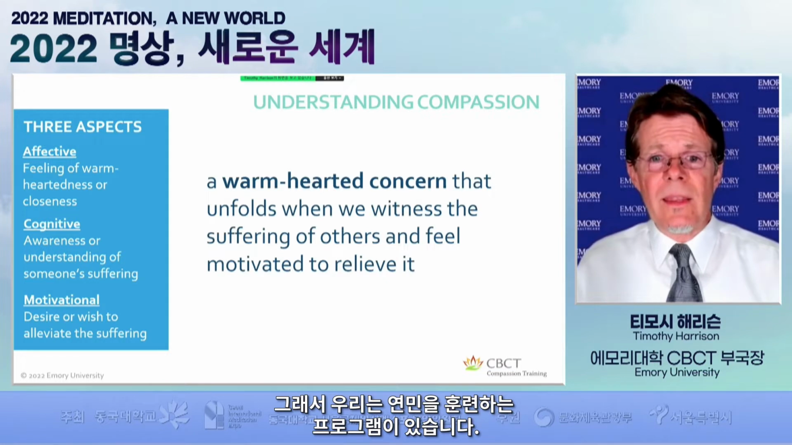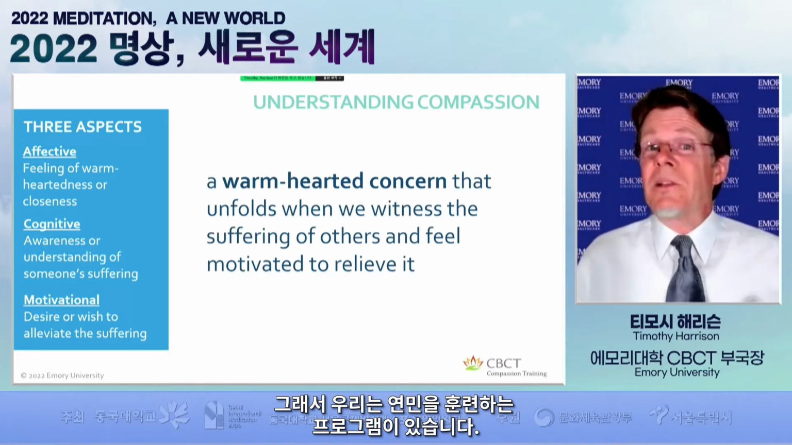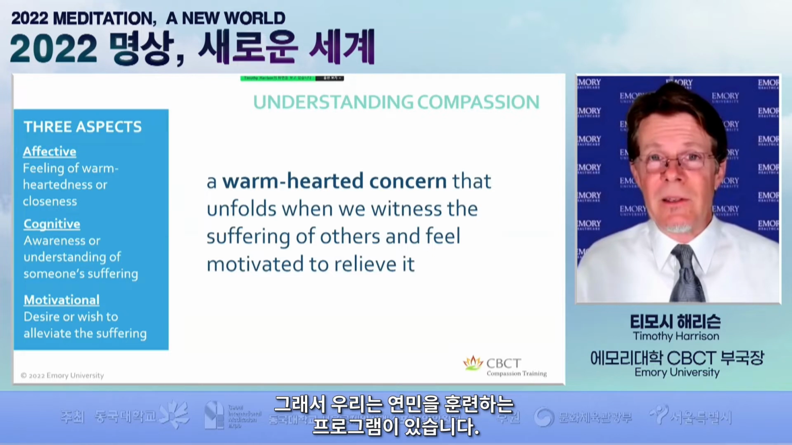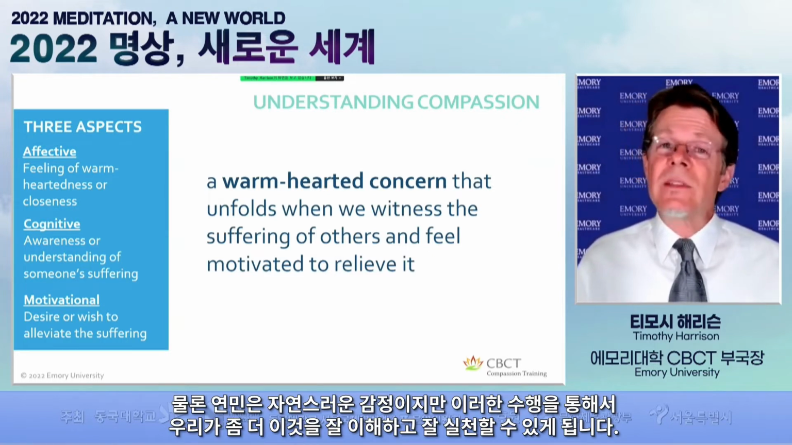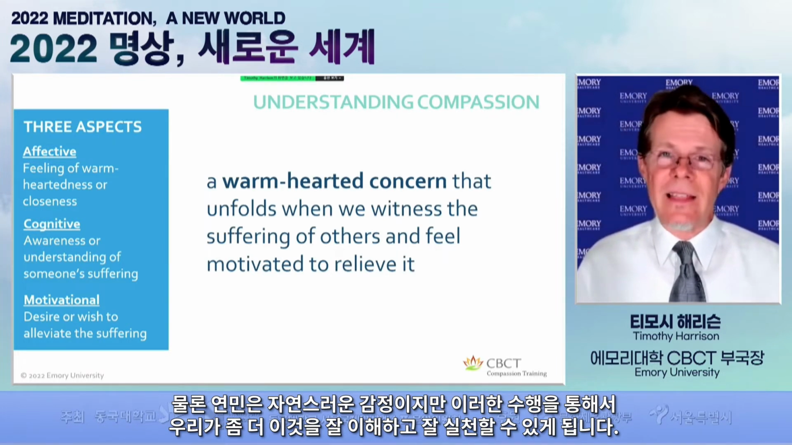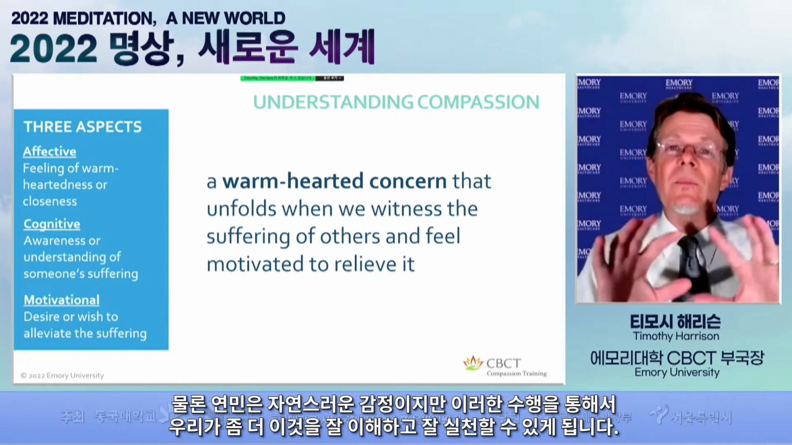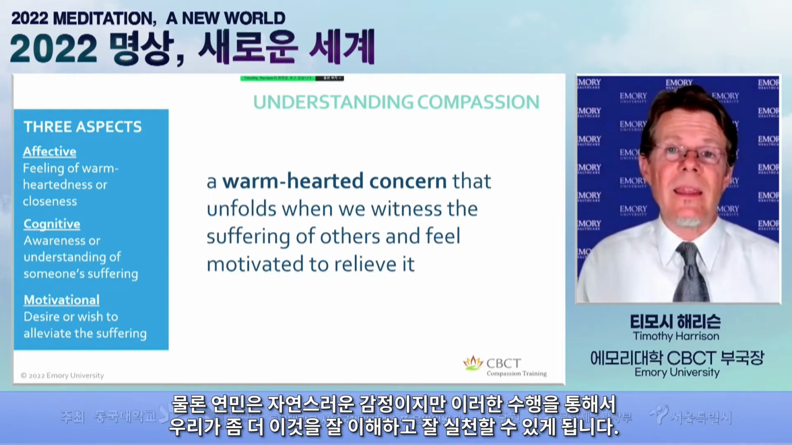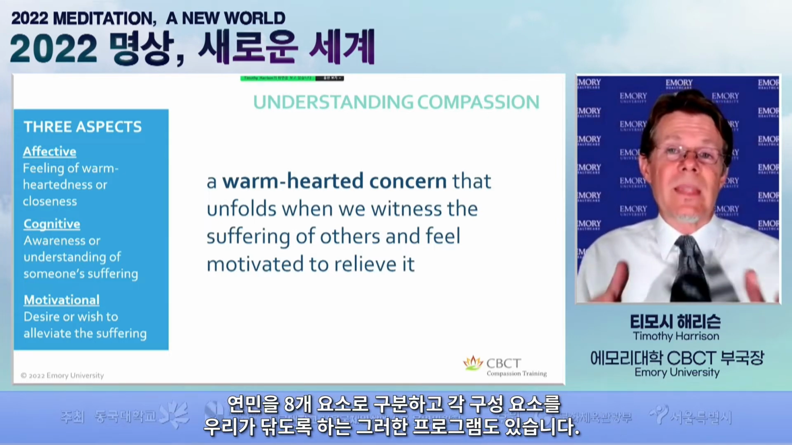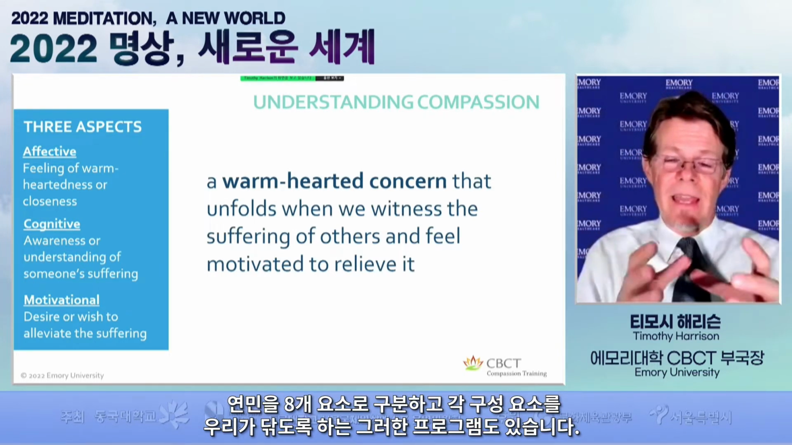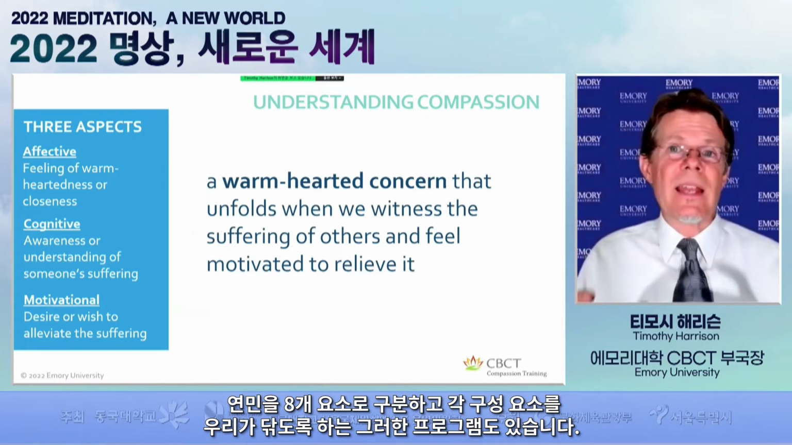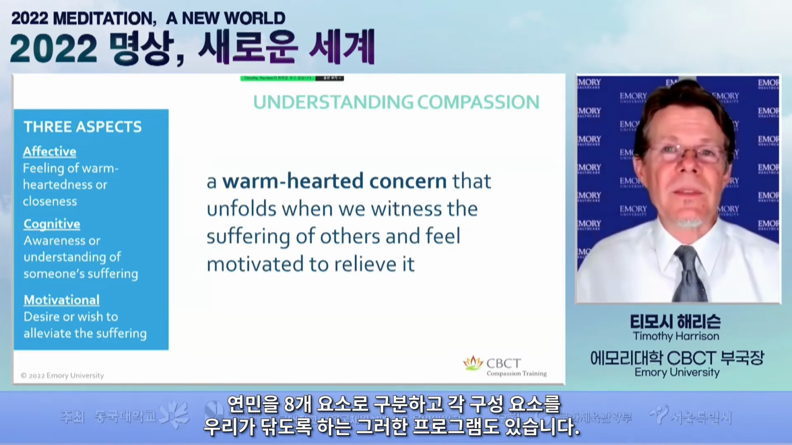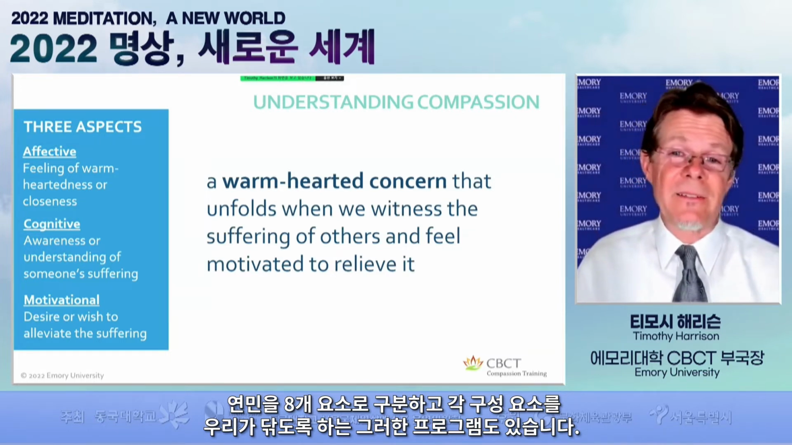So you may be thinking, if compassion is so natural, why do we need a program to train in compassion? Well, though it's natural, just like the language is natural, it helps to have a class in it. It helps to understand the various parts of language. In the same way, it helps to understand the various parts of compassion. And that's really what CBCT is. It breaks compassion down into these 8 components and provides practices to cultivate each one of them. And then all together, they result in greater compassion. At least that is the goal.